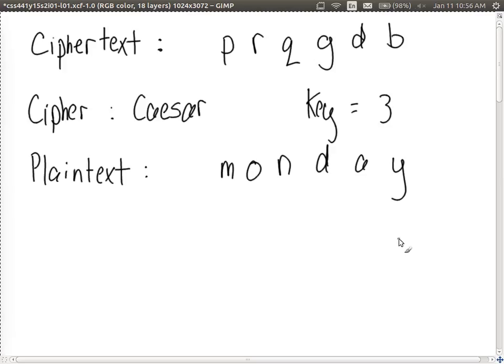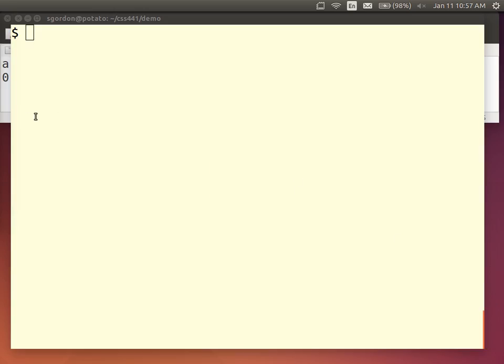And with our letters, how many letters do we have? 26 letters. If we can write this as an algorithm, we can think of them as numbers from 0 to 25. A is 0, B is 1, C is 2, D is our key 3. I'll just list them.